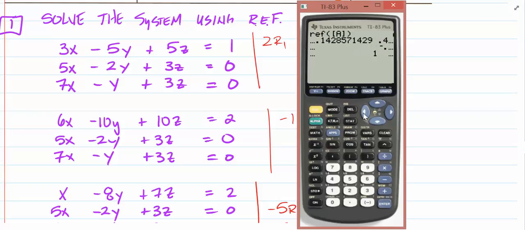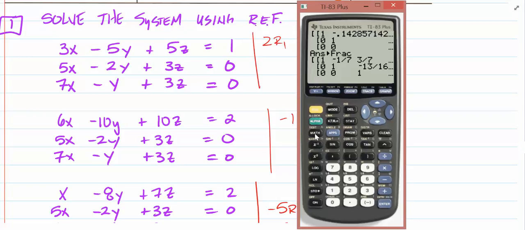So your calculator is also cool enough to give you a fraction form by doing this. Math fraction is your first option. By pushing enter once, it says, hey, put my answer in fraction form. Bam. There it is. Fraction form. So it's underneath the math button, which is the 3rd button down.